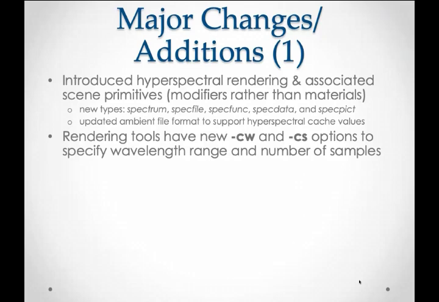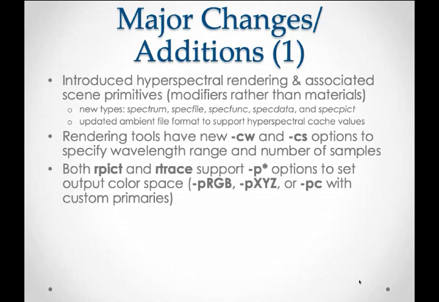So the -CW specifies the wavelength range, and that's what makes it hyperspectral, is you can go outside of the visible spectrum. And the -CS, that's how many samples. So with those two options, you can change what is going to happen during rendering. And then for the output part, RPIC supports not only RGB space, but XYZ to cover the full visible gamut, or you can specify your own color primaries for output with the -PC option.